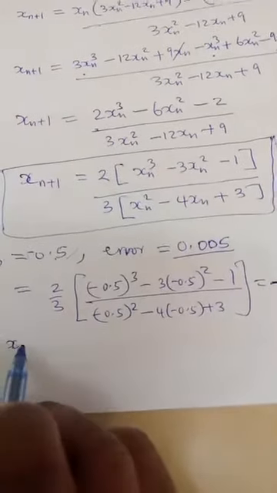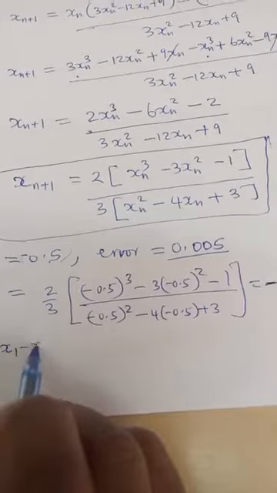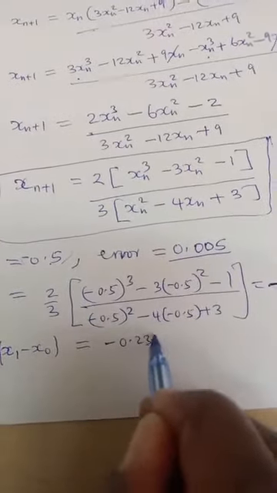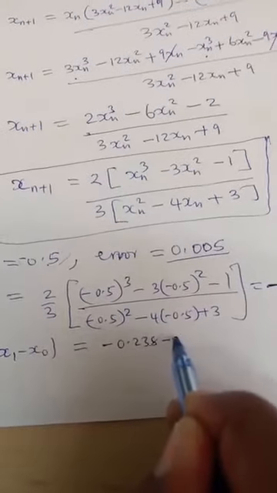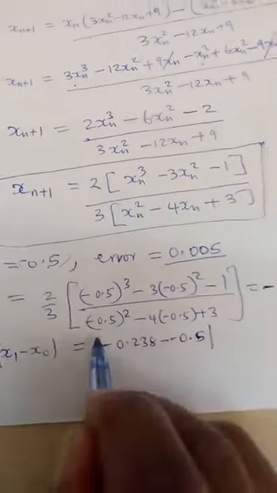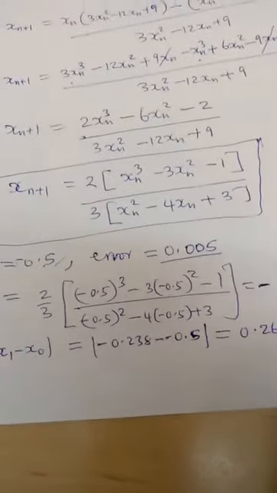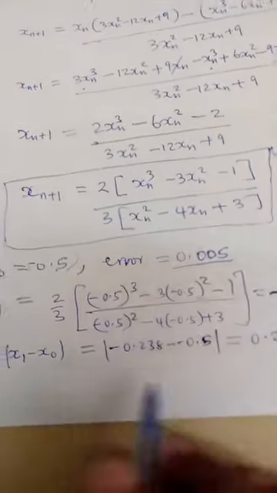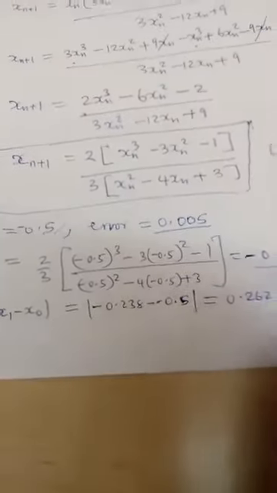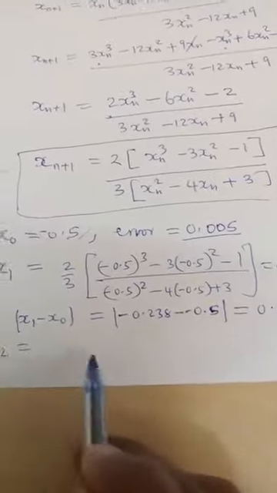If we check for the TOL, x1 minus x0 will give us negative 0.238 minus negative 0.5. If we take the modulus, it gives us a value of 0.262, which is greater than 0.005. It is greater than the error in the question. So it means this is not the root. We feed this back in to get our second approximation.